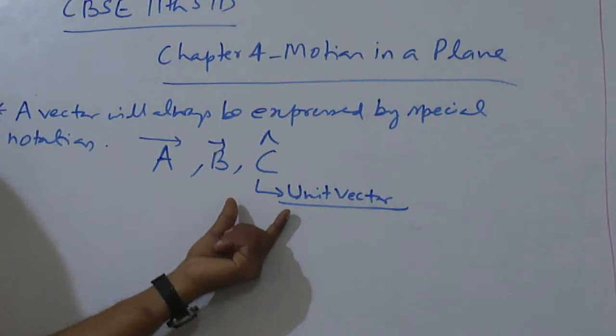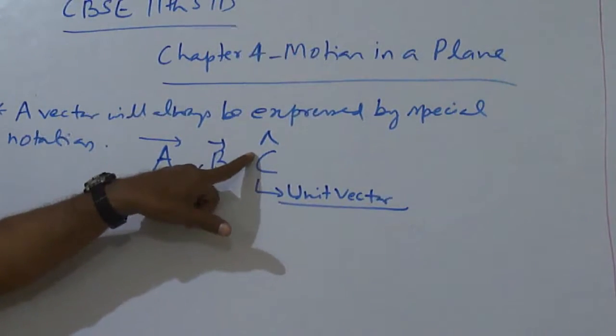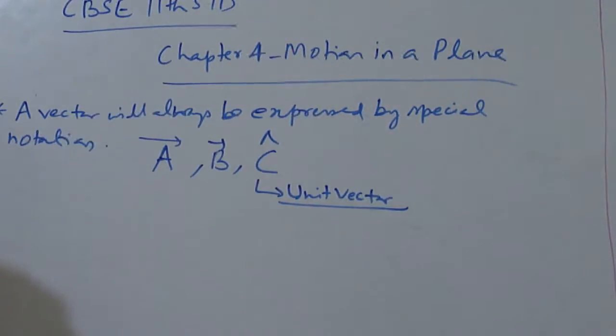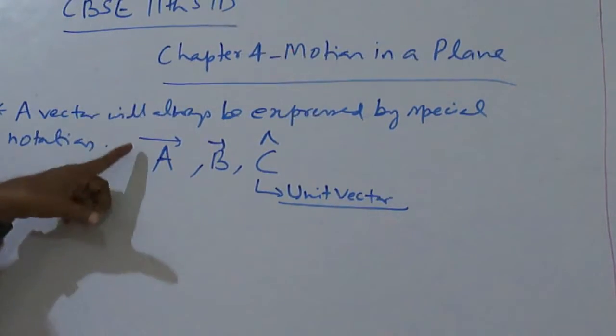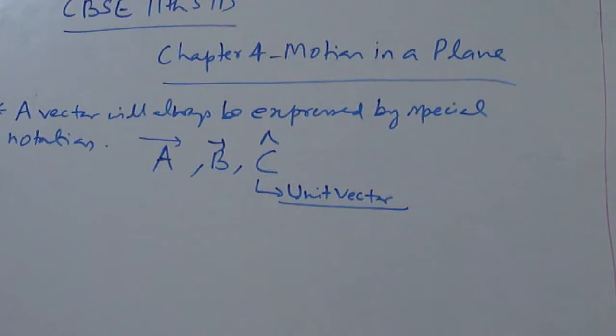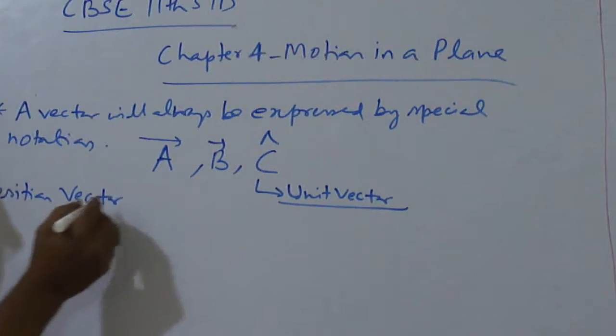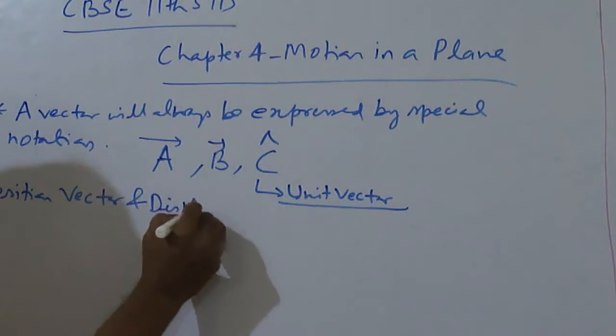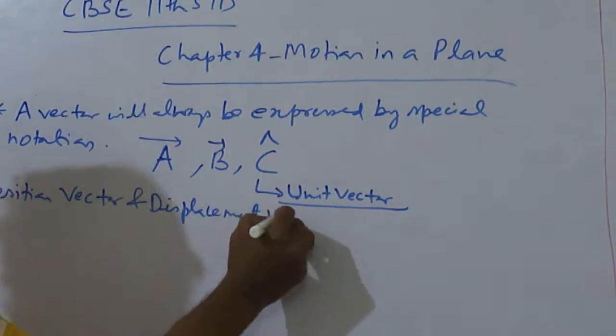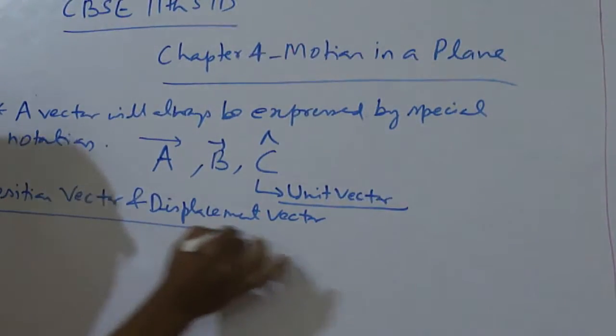Those vectors which are having magnitude 1 will be denoted by a letter with a cap. One cap will be there. This is also a representation of a vector. In general, a vector will be represented like this. Now we will be discussing position vector and displacement vector.